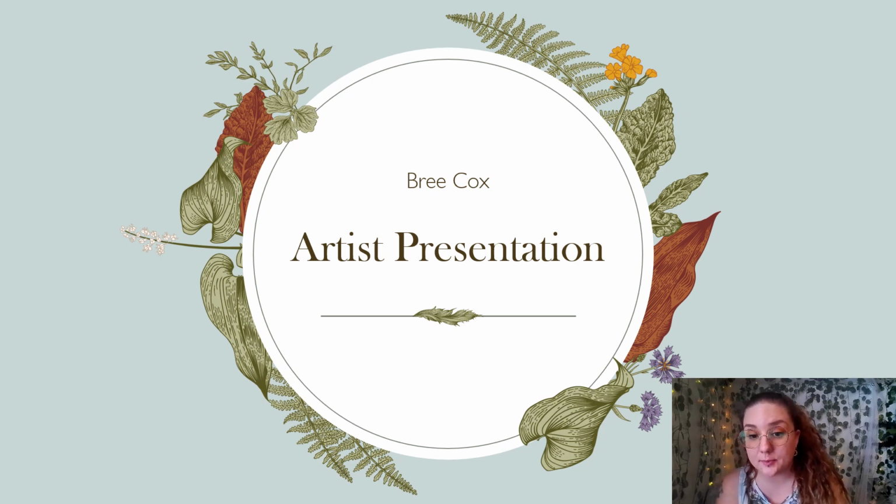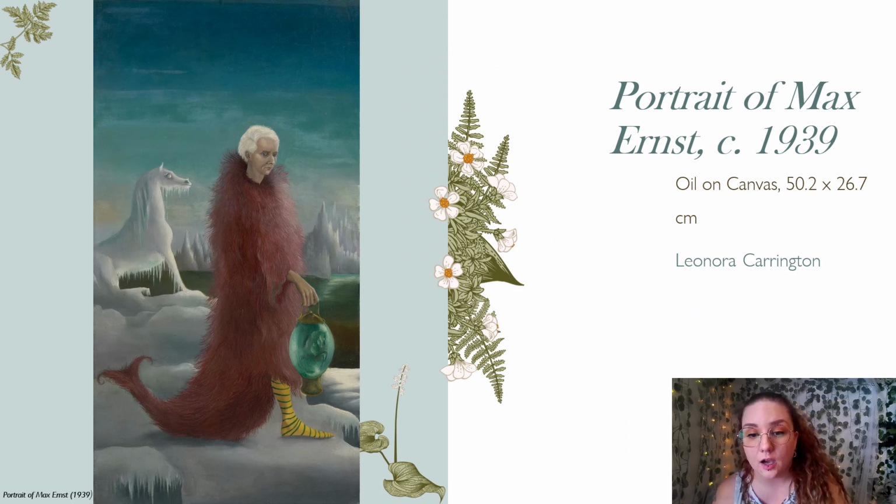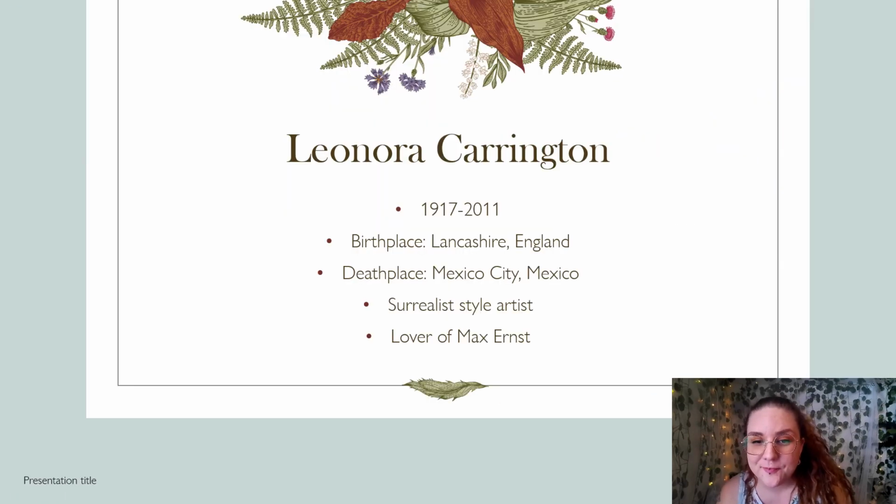Hi, this is going to be my artist presentation on a very interesting female surrealist artist and an original artwork of hers that I'd like to describe today. Today I am pointing out a painting called Portrait of Max Ernst. This is an oil on canvas production created by the artist Leonora Carrington. She painted this in 1939, 2 years into her romantic relationship with Max Ernst, the other surrealist artist.